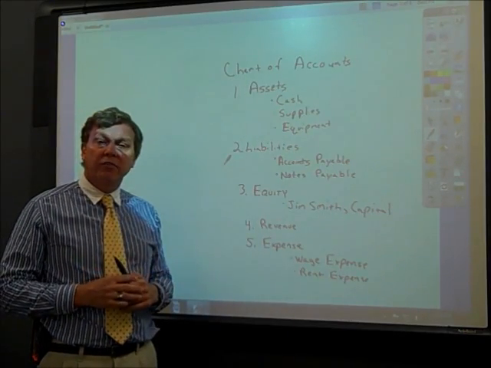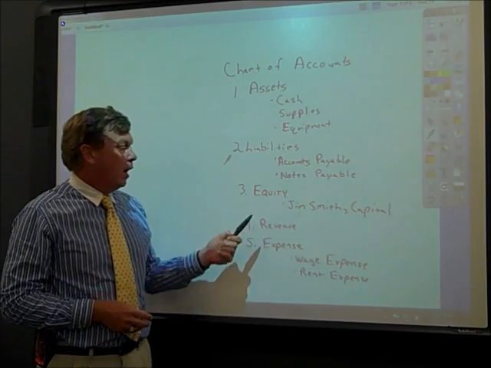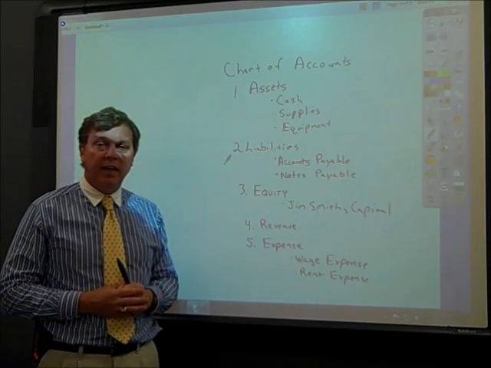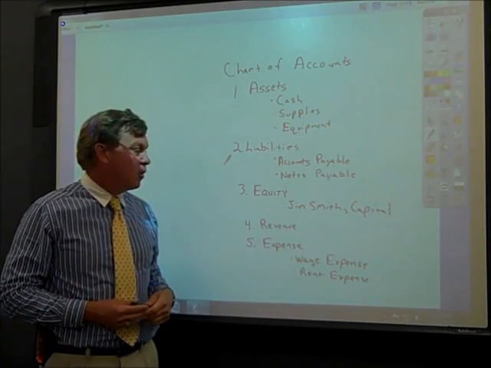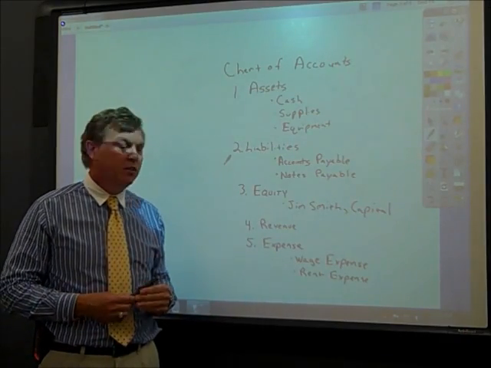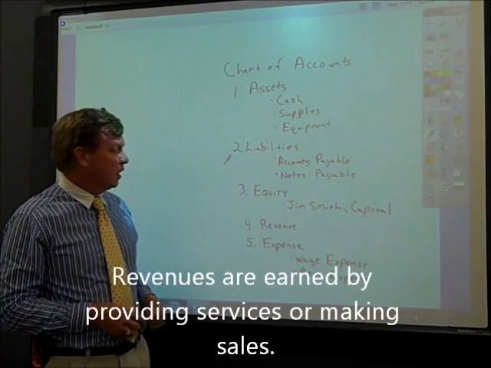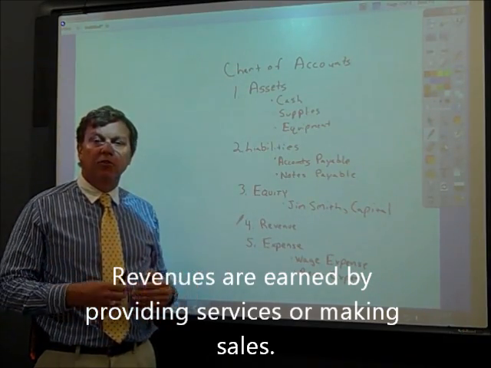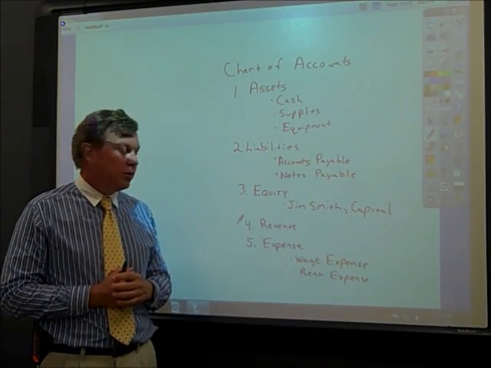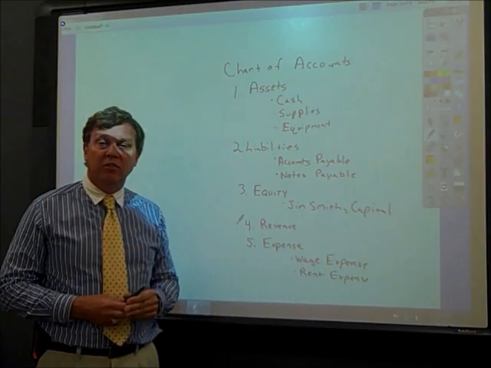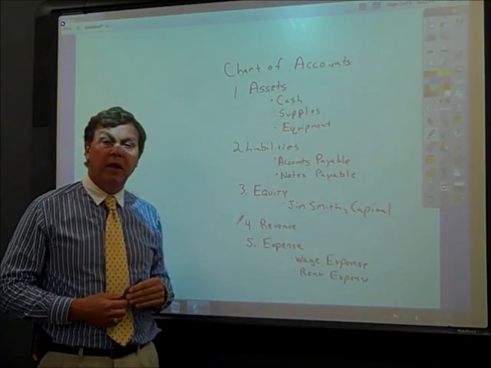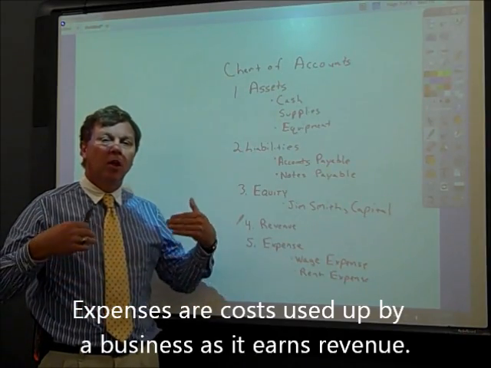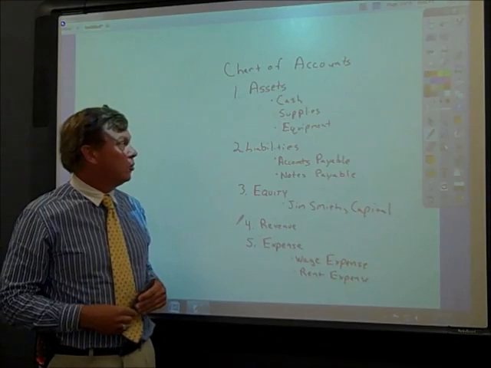The third category after the liabilities would be our equity account. We talked about Jim Smith Capital previously, and so that's an example of an equity account. If it was a corporation, we would have stockholders' equity, retained earnings, and some other items in there. After the equity, we would have our revenue account. Any kind of sales accounts that we have, we would include there. And then lastly, we have our expenses. For example, wage expense, rent expense, utility expense, any kind of things that were consumed in the process of generating revenues.